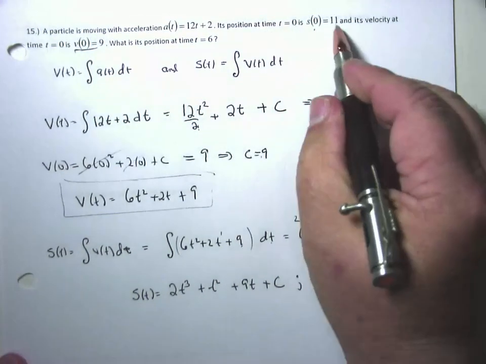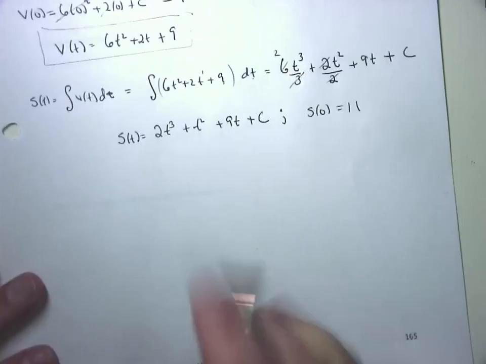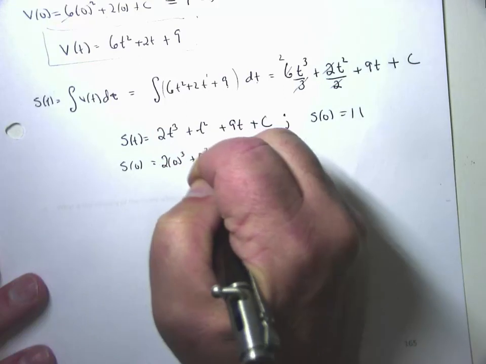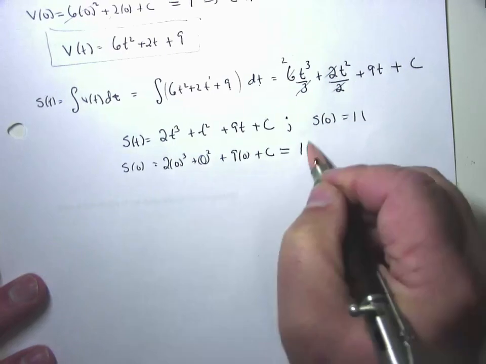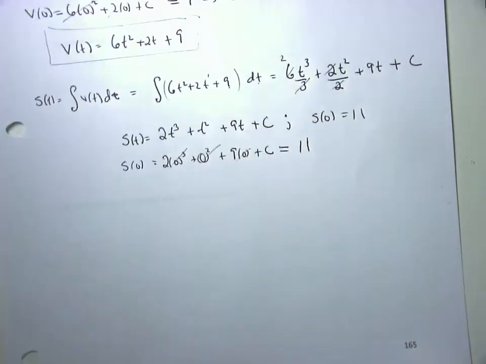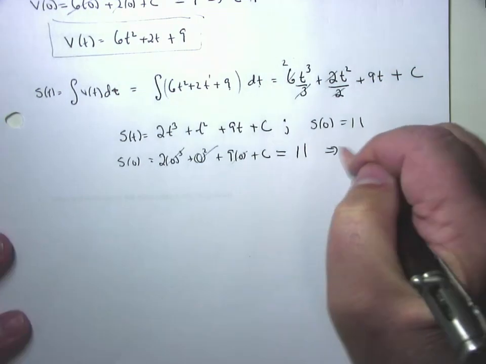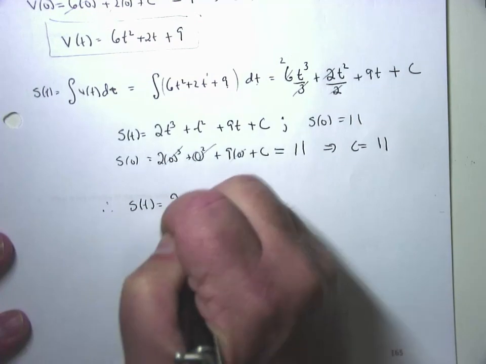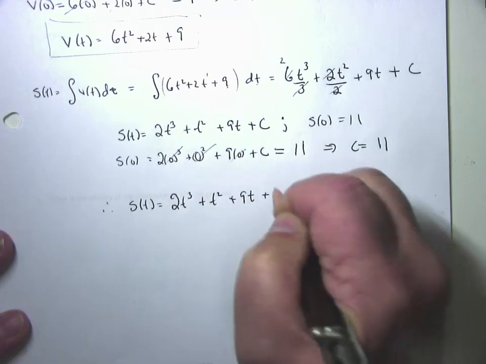So I have to have an initial condition for the position function. They told me s of 0 equals 11. So s of 0 would be 2 times 0 cubed plus 0 squared plus 9 times 0 plus c. That's equal to 11. Plugging in 0 in this example is awesome because it's a polynomial and 0 to any power is 0. So, which tells me that c equals 11. Therefore, your position function s of t is 2t cubed plus t squared plus 9t plus c, but c is 11.